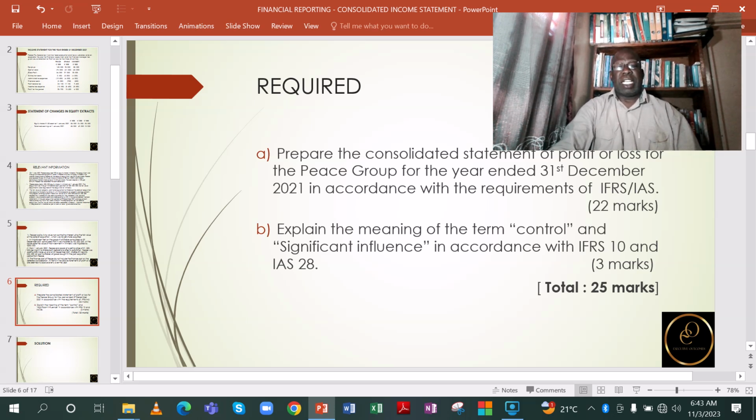Then part B: explain the meaning of the terms control and significant influence in accordance with International Financial Reporting Standard 10 and International Accounting Standard 28.